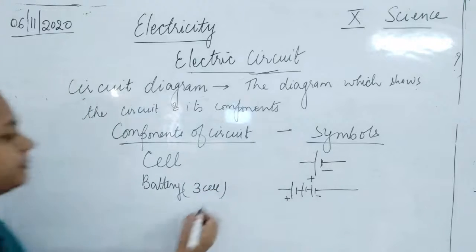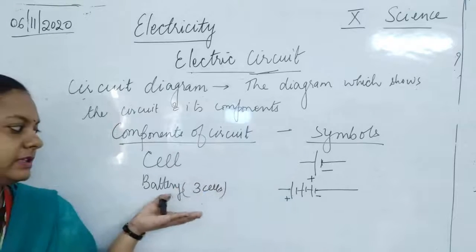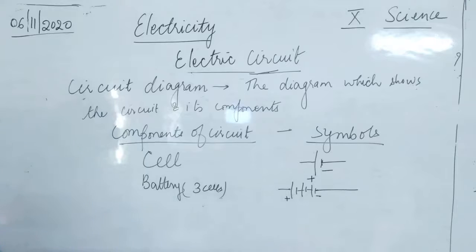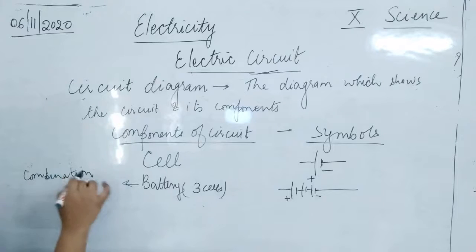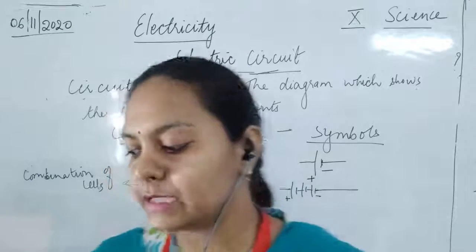Next is the cell. A cell is an individual unit. Battery means it is a combination of cells. What is a battery? A battery is a combination of cells. When more than one cell is combined, it is said to be a battery.